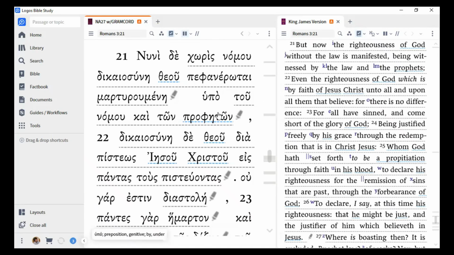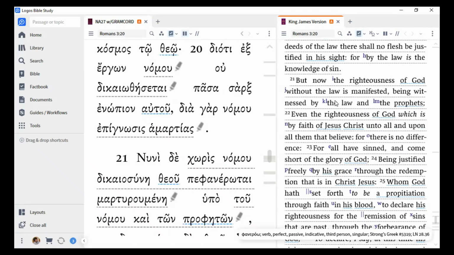God's righteousness is revealed. In the translation, you can see, but now the righteousness of God is manifested. So the word pephanerotai is a passive. It is manifested. Choris nomou, without the law. Law means not the law which we have in our courts. It is the law of Moses. Without the law. Nuni, now; de, but.